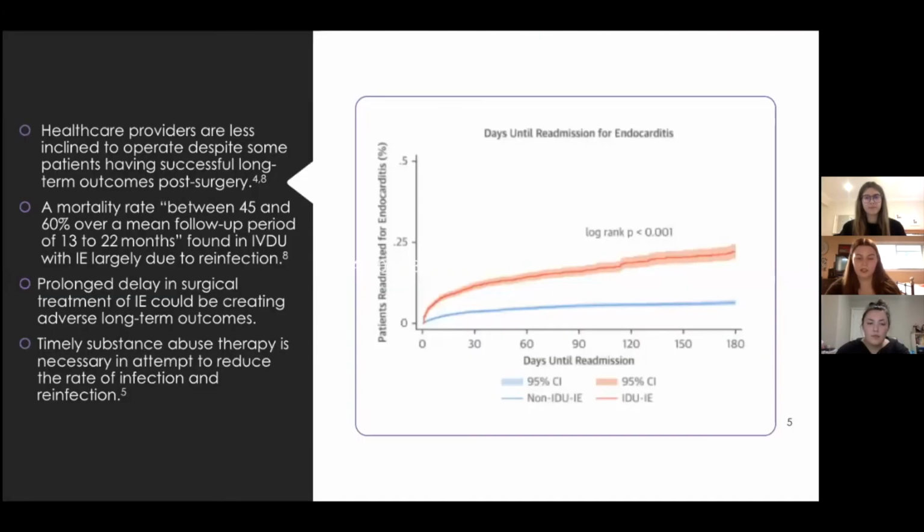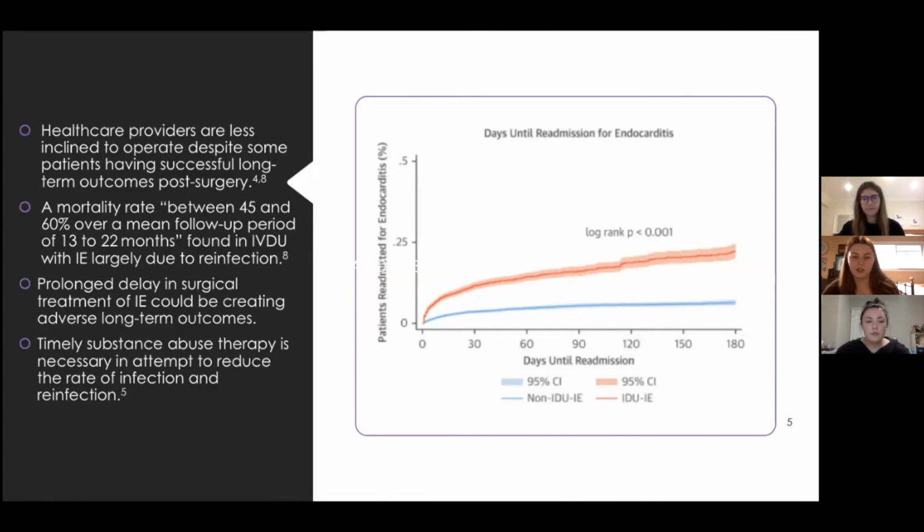This image shows a graphical representation of the number of IVDU readmitted with infective endocarditis compared to non-IVDU over a period of 180 days. And the readmission for IE proves to be significantly higher in IVDU as a result of continued drug use post-treatment. This is the most significant contraindication, making healthcare providers less inclined to operate despite some patients having very successful long-term post-surgical outcomes.